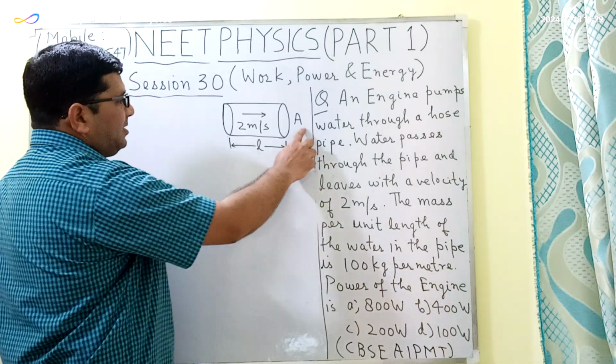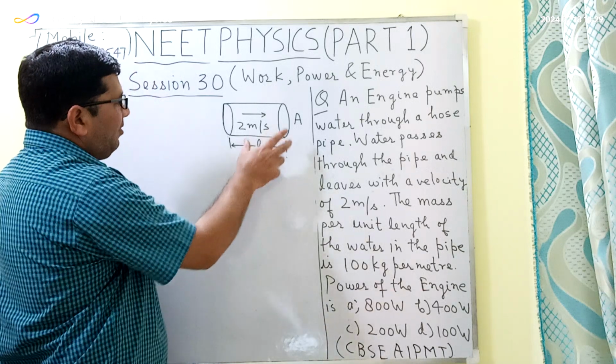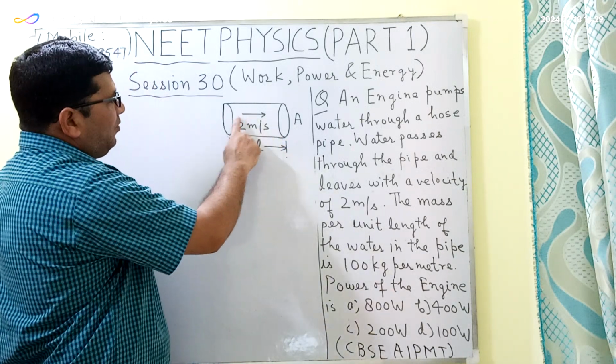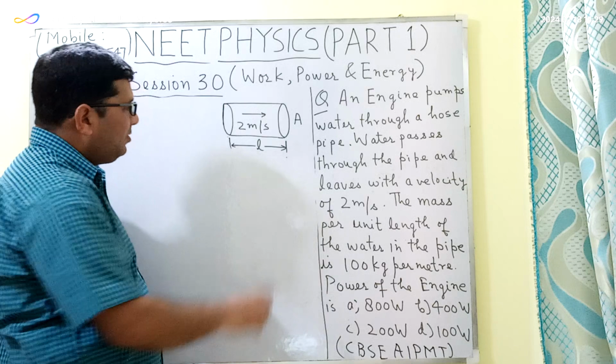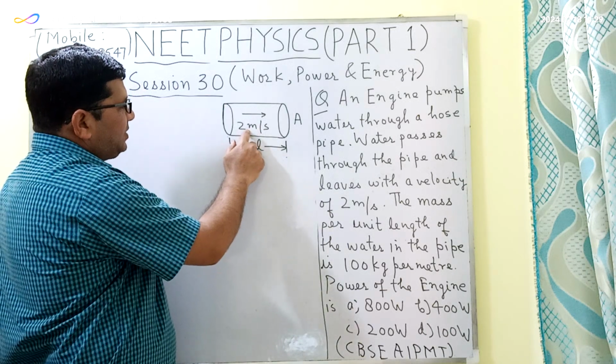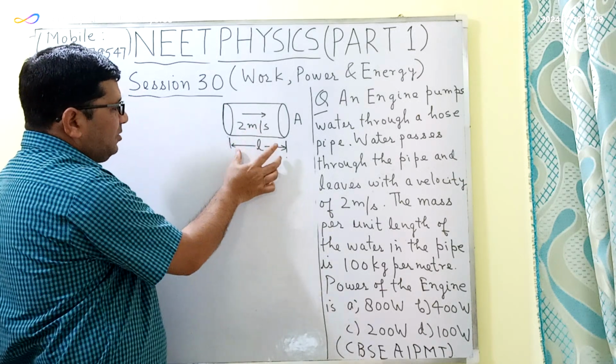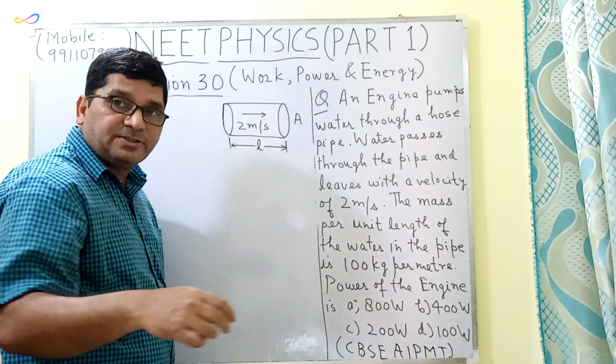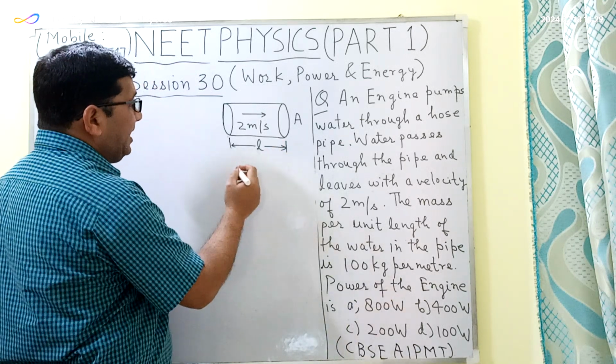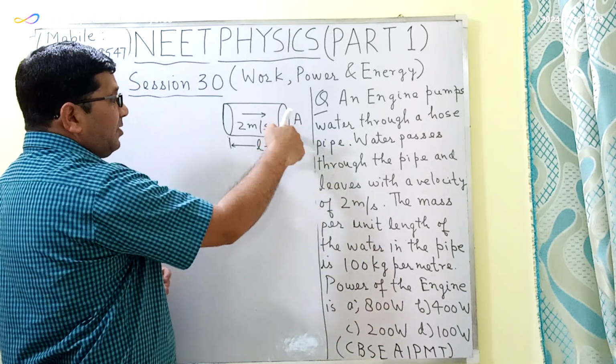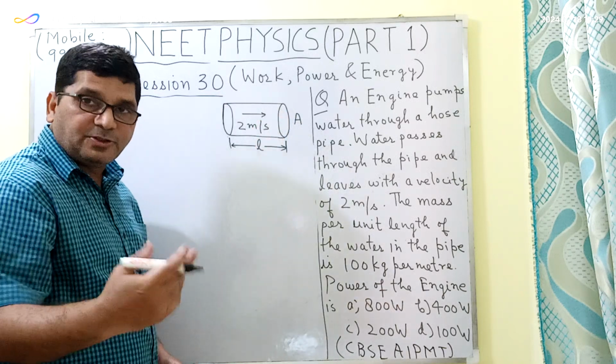So here, for saving the time, I have already drawn one figure here. Here the water is flowing in the direction of this arrow. The velocity of this water is 2 meters per second, and the length of this hose pipe is assumed to be L by me. The area of the cross section of this hose pipe is assumed to be A.